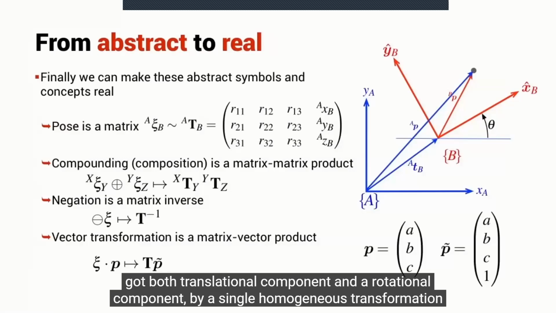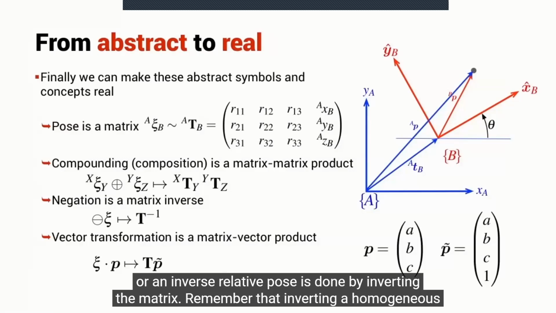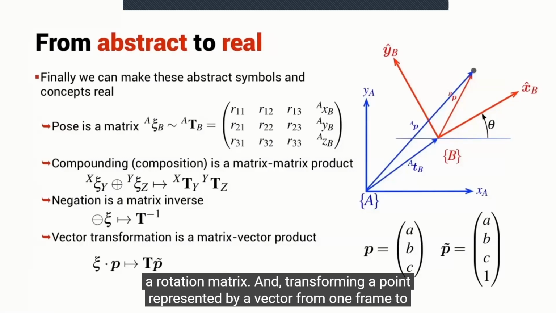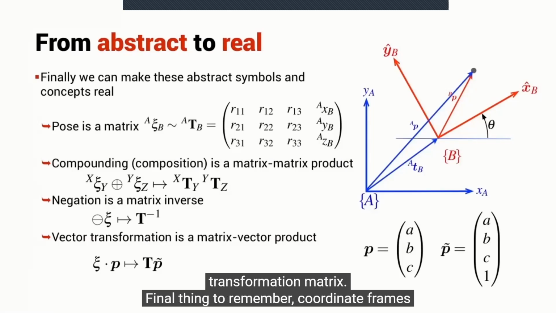Finally, we can represent pose, which has got both a translational component and a rotational component, by a single homogeneous transformation matrix, a 4x4 matrix. Composition of relative poses is done by multiplying matrices. Negation or an inverse relative pose is done by inverting the matrix. Remember that inverting a homogeneous transformation matrix is not computed by taking its transpose. That's a property only of a rotation matrix. And transforming a point represented by a vector from one frame to another is done by multiplying a homogeneous representation of the point by a homogeneous transformation matrix.